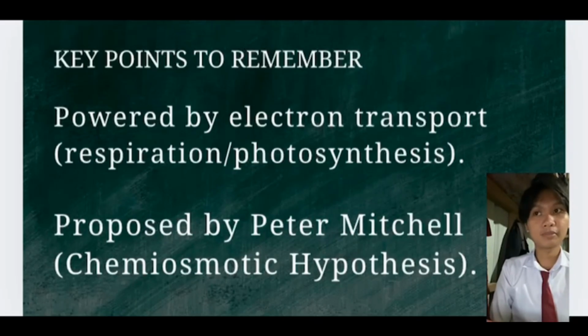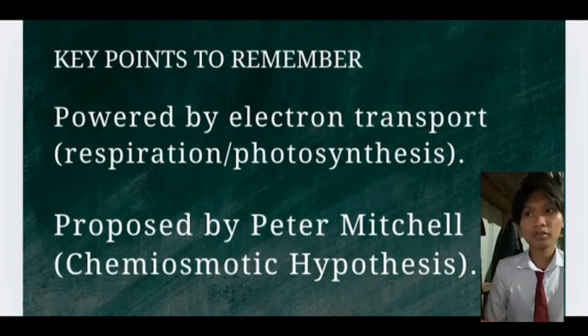Proposed by Peter Mitchell, the chemiosmotic hypothesis. Chemiosmosis is powered by the electron transport chain, ETC.